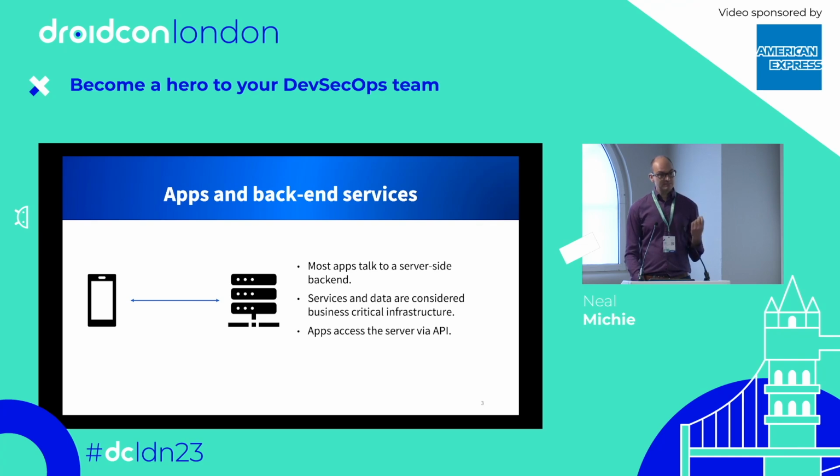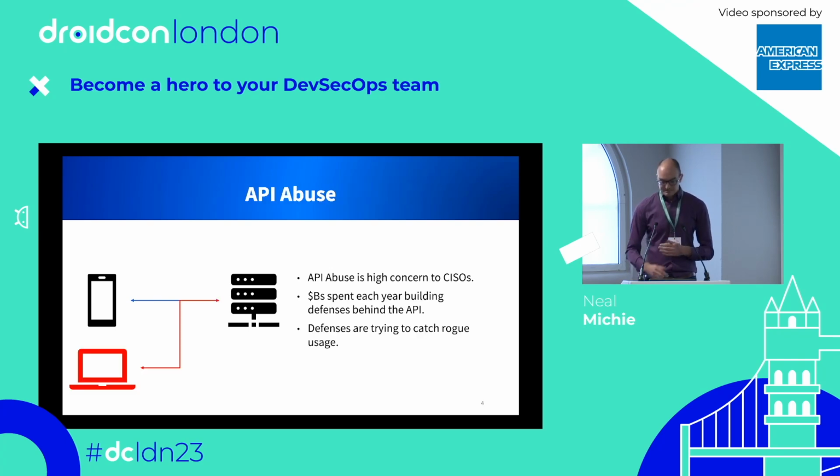Where does the API come into this? Well, your app accesses these services through an API. So your app has a doorway, a gateway into that back-end server. So far, so good. Now, the danger of providing a doorway, providing a gateway, is it's prone to abuse. And API abuse is of high concern to pretty much any security professional.